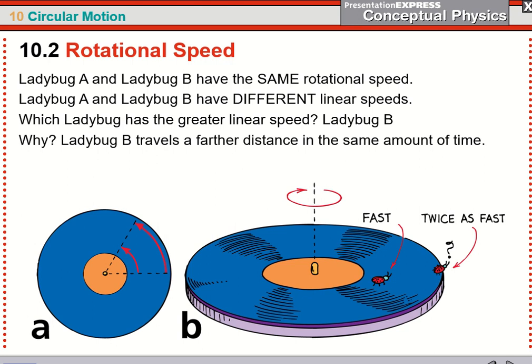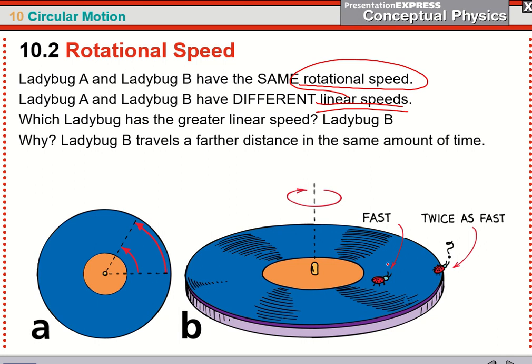So let's look at your paper. Ladybug A and Ladybug B have the same rotational speed. They're both just sitting here, and they're going to go around, and it's going to take them the same amount of time. So they're going to go the same number of rotations, so they have the same rotational speed. However, Ladybug A and Ladybug B have different linear speeds. Which ladybug has the greater linear speed?